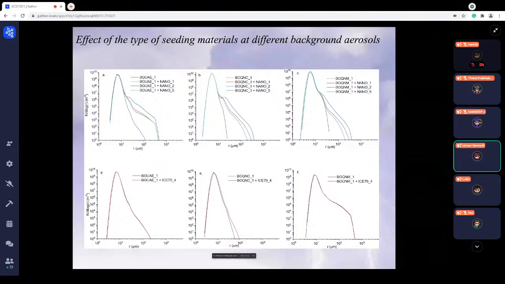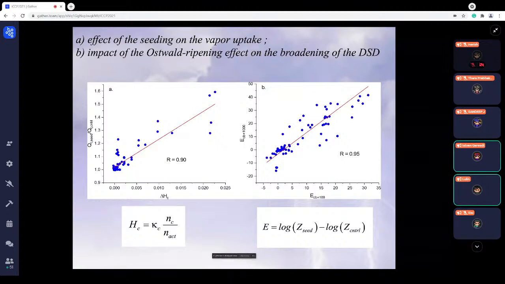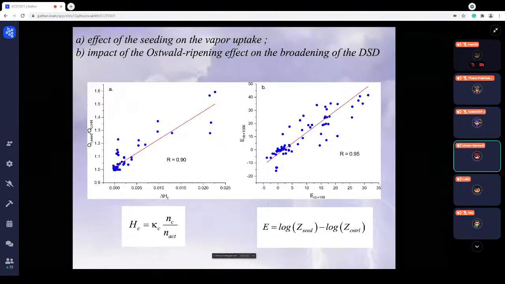The different columns mean different background aerosol particles. So you can see that the background particles also impact the efficiency of the seeding. And we have only 2 more slides. Please go to 16. Last but one.